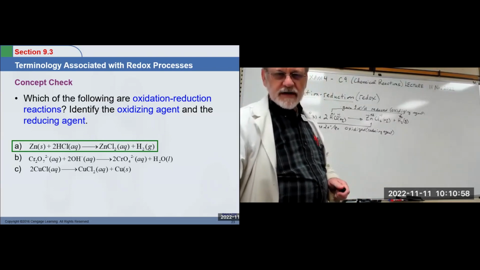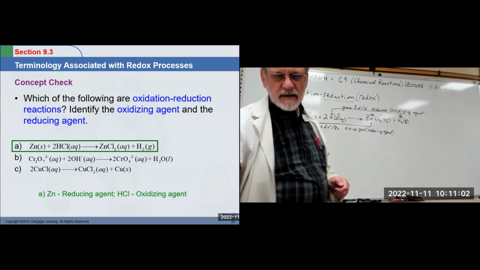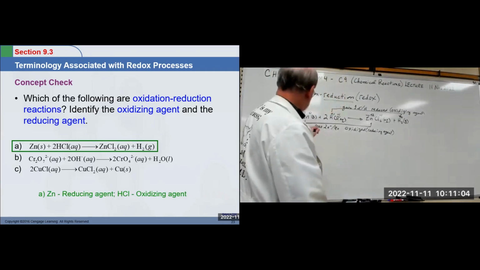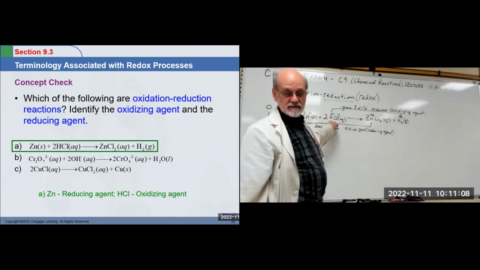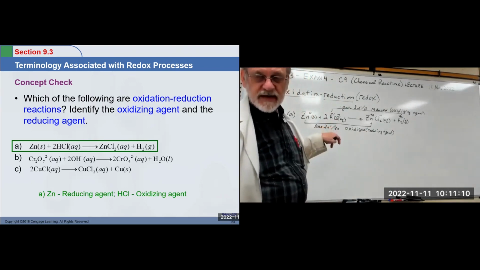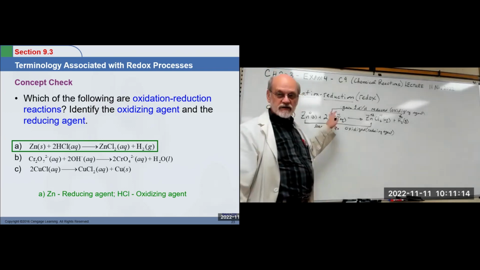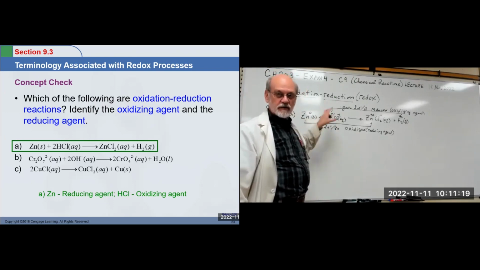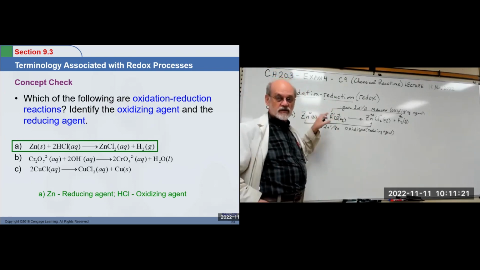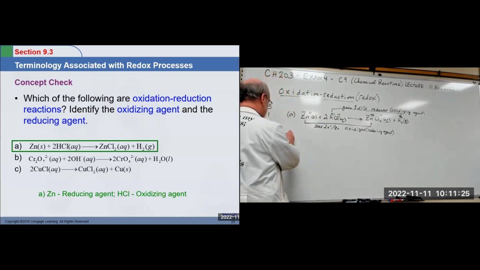So that one is an oxidation reduction reaction. And zinc is the reducing agent. And HCl is the oxidizing agent. Even though chlorine doesn't change, we use whatever the compound is. We call it the oxidizing agent or the reducing agent. How about B?